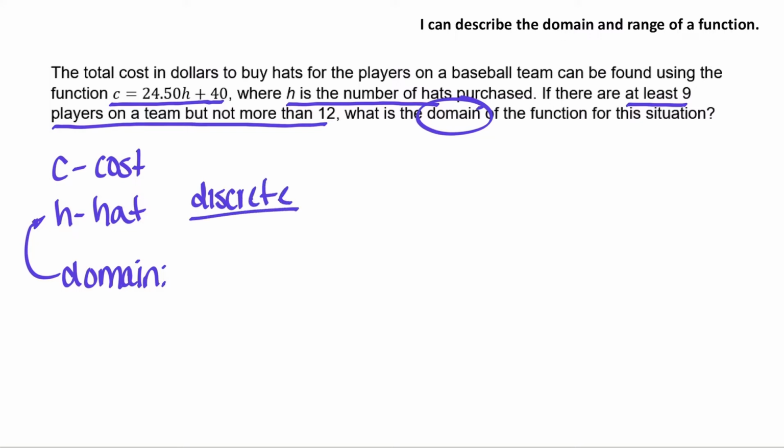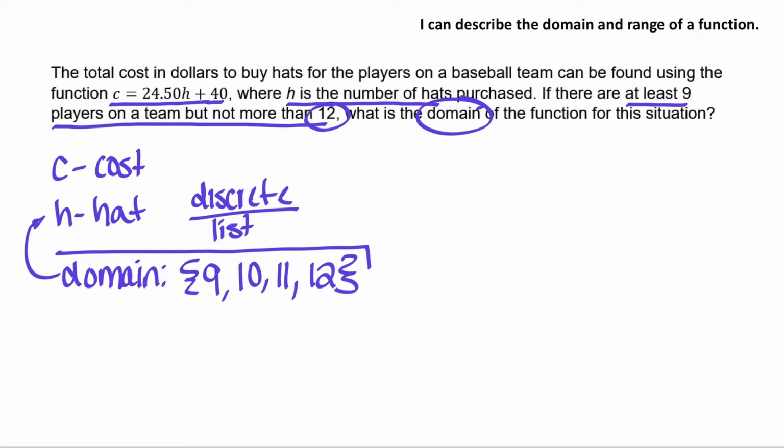So we know that our domain is going to be written as a list. So we're buying hats for players, okay? So the smallest number of players is 9. So the least number of hats that we'll need is 9 hats. Then we'll need any number of hats up to 12, because 12 is our upper limit. So we need 9, 10, 11, or 12 hats, and that is our domain.